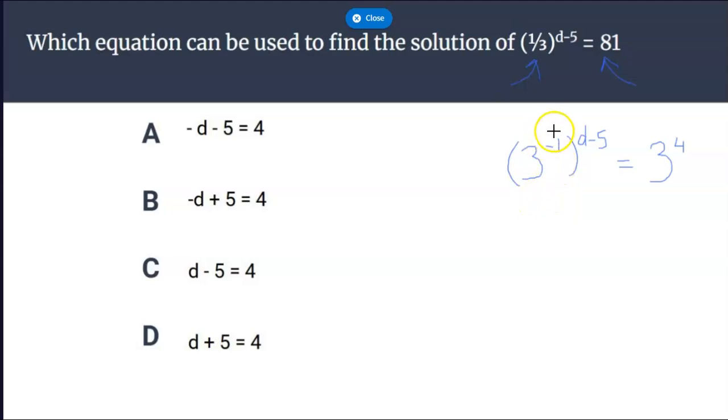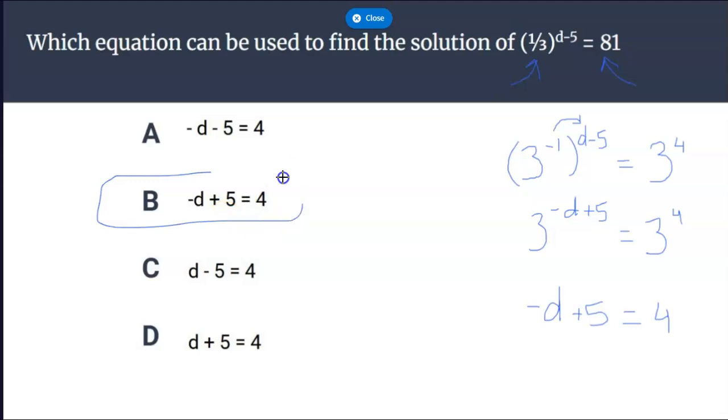All right, now I'm just going to use properties of exponents here and distribute that -1. So then I have 3 to the -d plus 5 power is equal to 3 to the 4th. We can ignore the bases since they are the same. And now we have -d plus 5 is equal to 4. And that would correspond with letter B here.